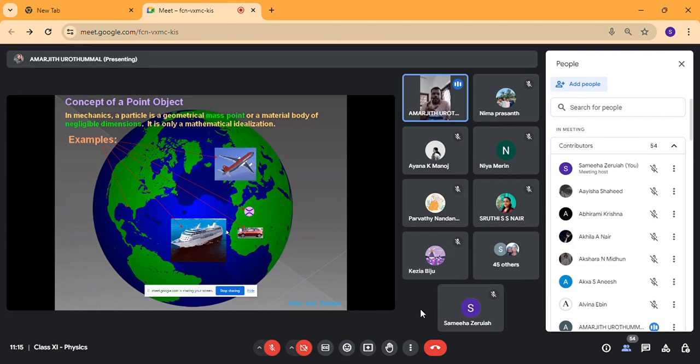Clear? So if you want to say whether an object is a point object or not, you should know the size of the object and you should know how much distance it is traveling, or where you are considering it. That is the concept of point object. In this chapter, we are dealing with point objects.